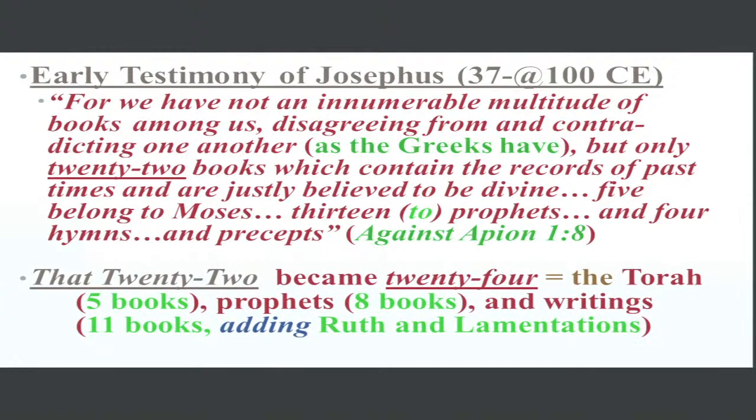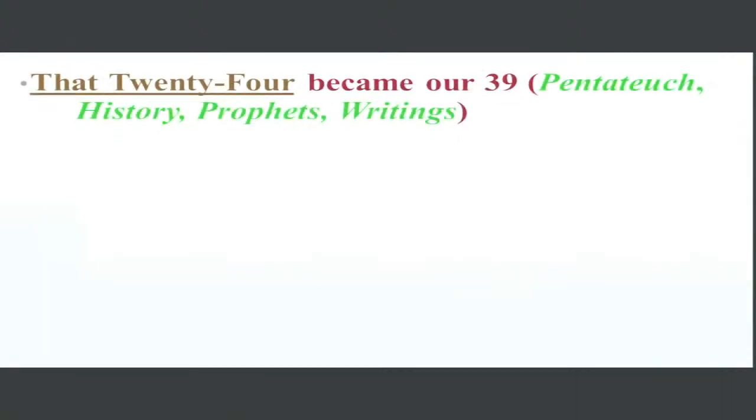That 22 became eventually 24: the Torah, the 5 books, the prophets, 8 books, and the writings, 11 books, adding Ruth and Lamentations that were missing from the writings of Josephus. And then that 24 eventually becomes our 39, which means the Pentateuch, again, Genesis, Exodus, Leviticus, Numbers, Deuteronomy, or the Torah for the Jews. The history pieces, which would include Ezra and Nehemiah, as well as Joshua, Judges, 1st and 2nd Chronicles, Samuels, and so forth. The prophets, Isaiah, Amos, Hosea, so forth. And the writings, that would be Lamentations, that would be Proverbs, and it would include eventually Jonah, Ruth, and others probably.